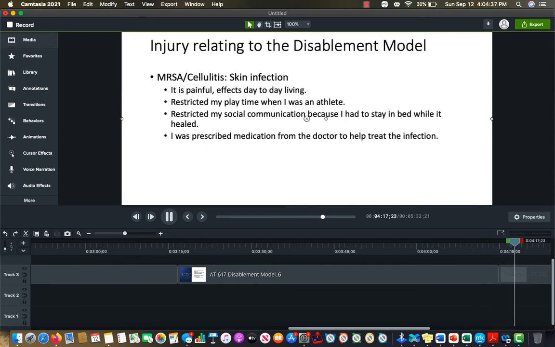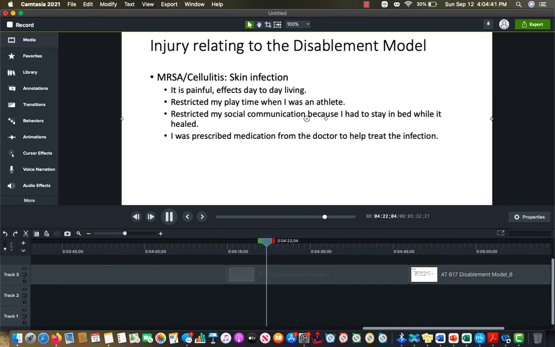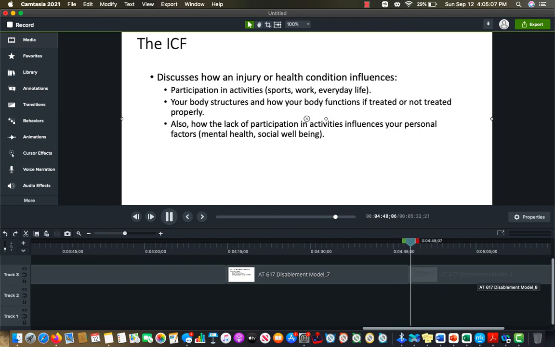An injury that I have suffered that relates to the disablement model was MRSA or cellulitis, which is a skin infection. It was very painful, affected my day-to-day living. I couldn't play the sport I was at the school to play for a while because of this. It restricted my social communication because I had to stay at home in bed while it healed. But I was prescribed medication from the team physician, and the athletic trainer and team physician did an excellent job in checking in on me to allow me to participate again.